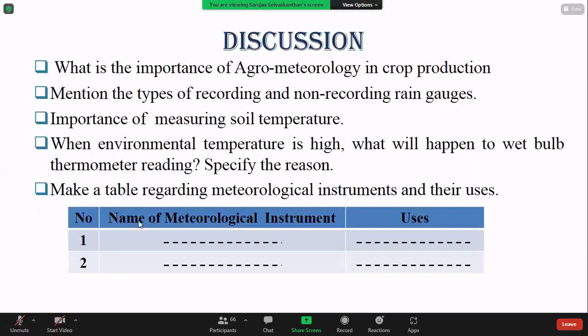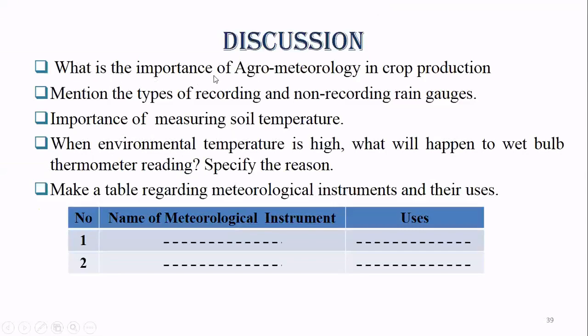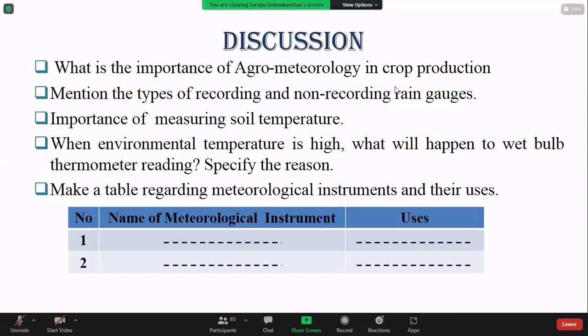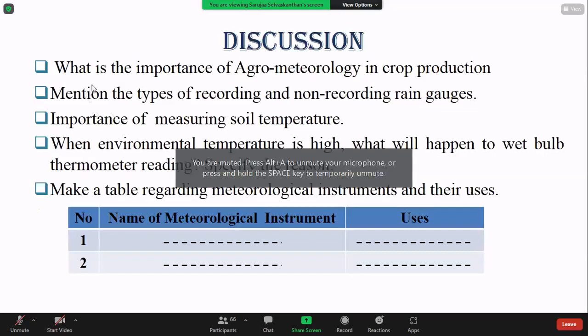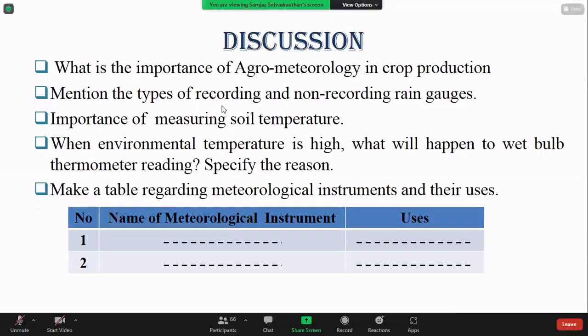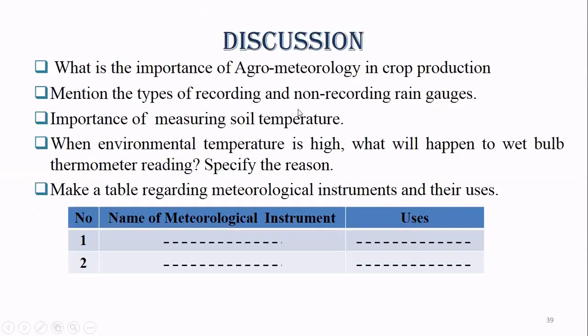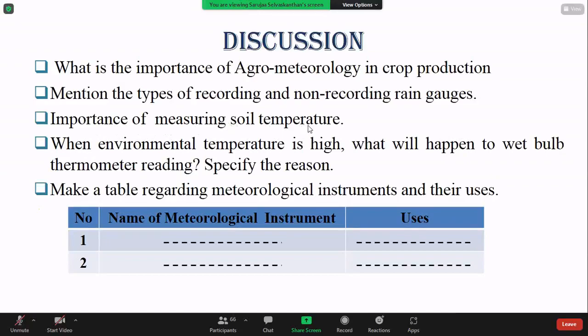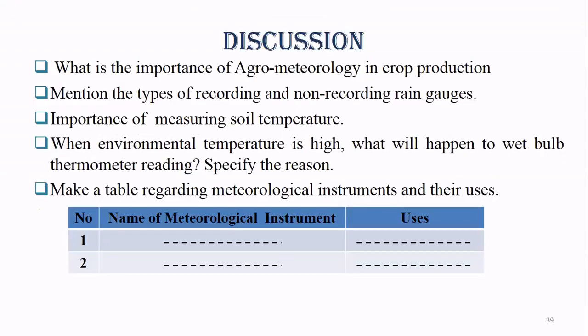Then the importance of these questions you need to discuss in the discussion part. Just take a screenshot. What is the importance of agrometeorology in crop production? Mention the types of recording and non-recording rain gauge. Refer for your further reading. What is a recording and non-recording rain gauge? And why do we need to measure the soil temperature? The importance of soil temperature. While I am taking the lectures, I told you, for your purpose you can search and write.